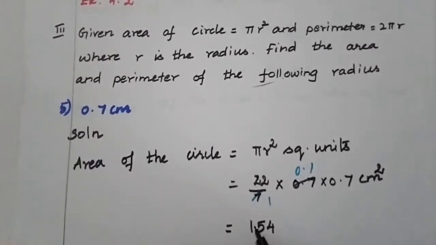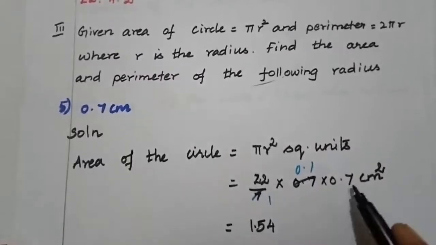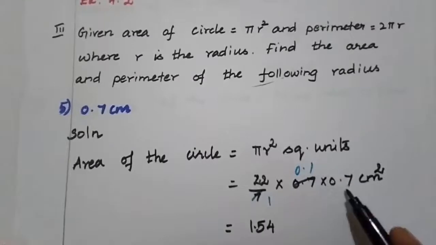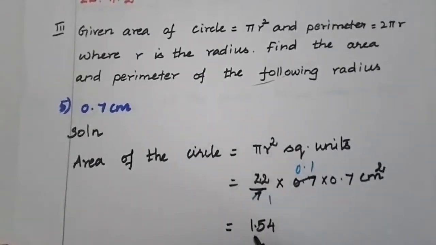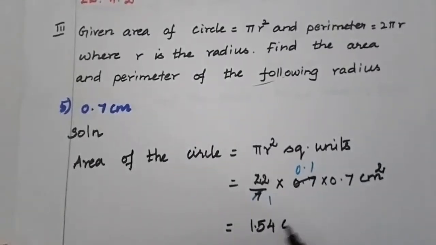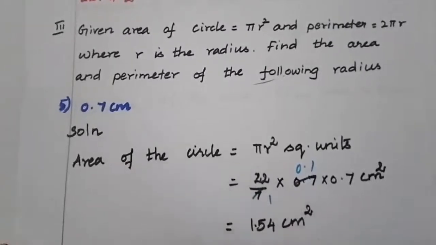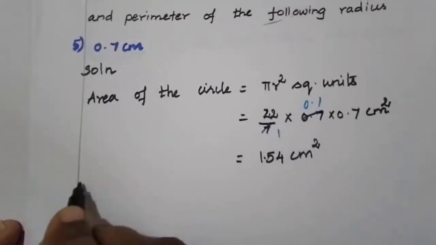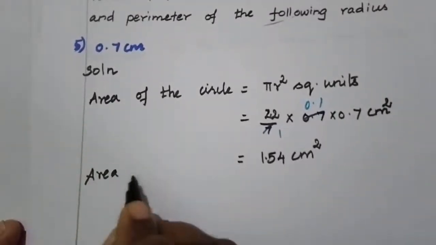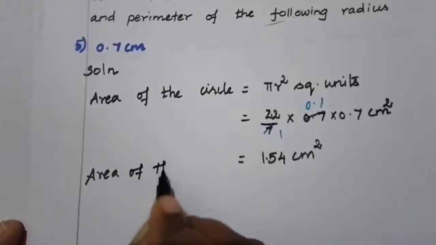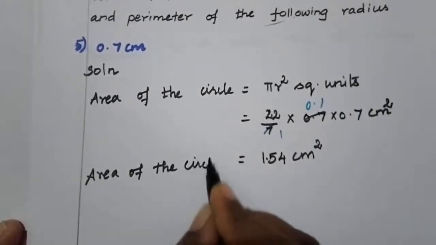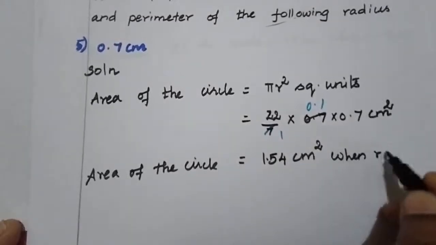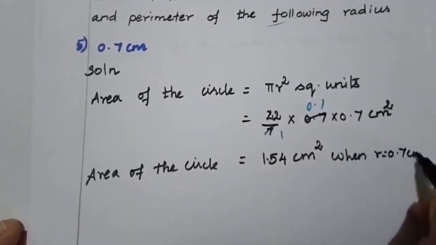After 2 digits you have to keep the decimal point. Why we have to keep the decimal point here? Because here 1 decimal place and here 1 decimal place. Totally 2 decimal places are there. So after 2 numbers we have to keep the decimal point. So 1.54 centimeter square. Is it clear, children? Yes. So area of the circle is equal to 1.54 centimeter square when radius is equal to 0.7 centimeter.